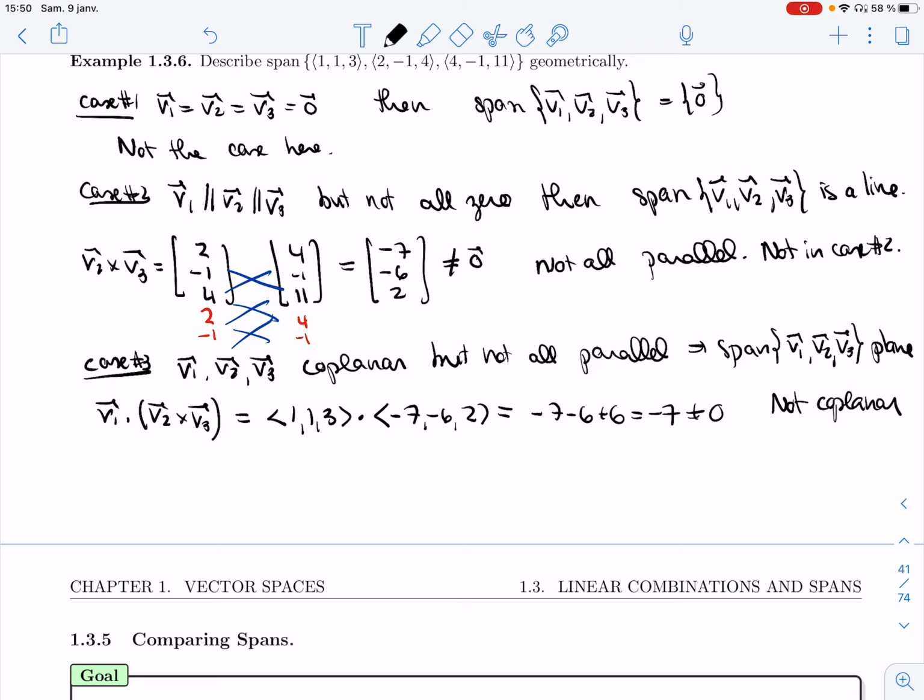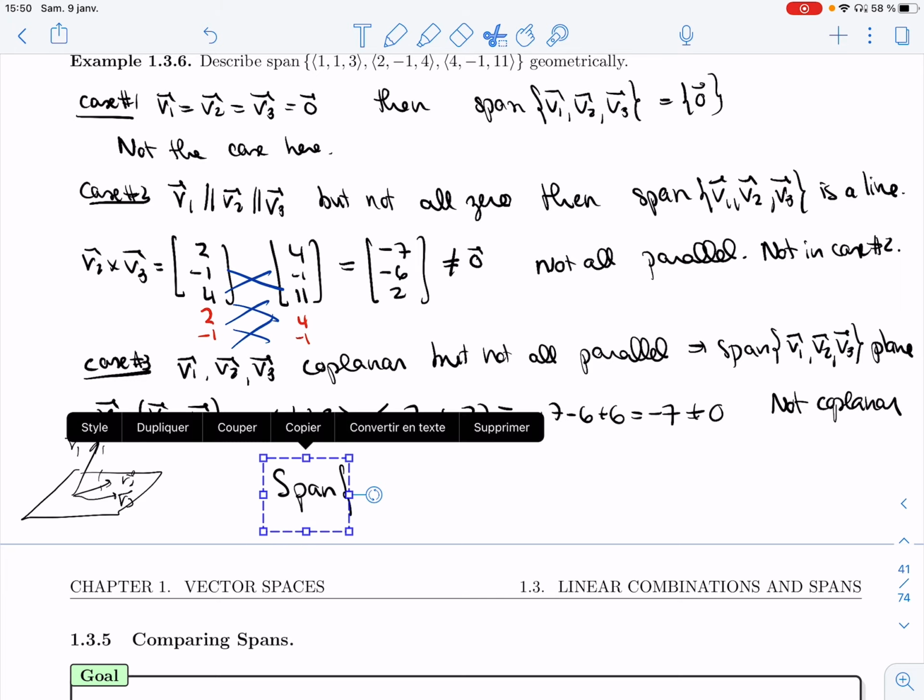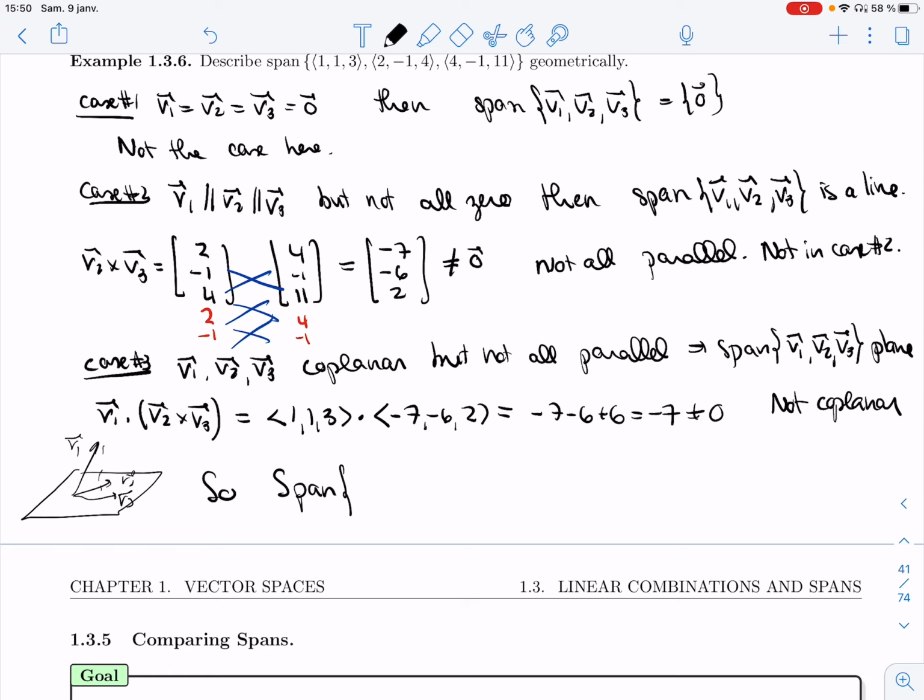And if they're not coplanar, then they look something like this. I have V2, V3 on their plane, and I have V1 above. And when they look like this, then the span is the only thing that's left. The span of V1, V2, V3 is all of R3. And so it's E3 as a subspace.